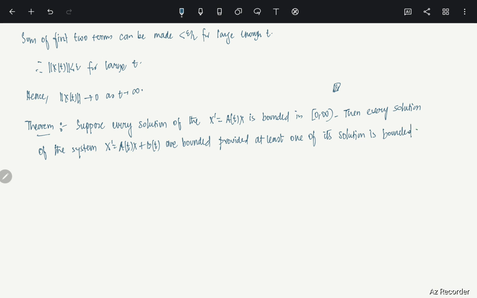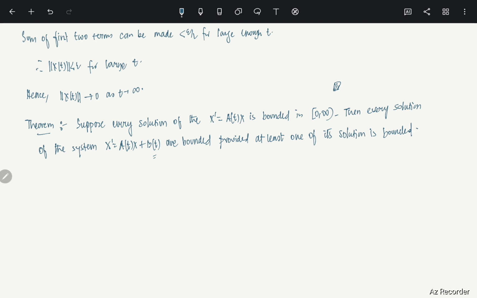I hope this is clear. I will just give you the proof. I will not write the proof down, but it is trivial. Any solution of this inhomogeneous equation is the solution of the homogeneous problem plus one solution of the inhomogeneous problem. You know that at least one solution of the inhomogeneous problem is bounded, so that part is taken care of. What about the homogeneous problem? You know that all solutions of the homogeneous problem are bounded. So the fundamental matrix is bounded, and hence everything is bounded. So this is trivial. But anyways, write it down.